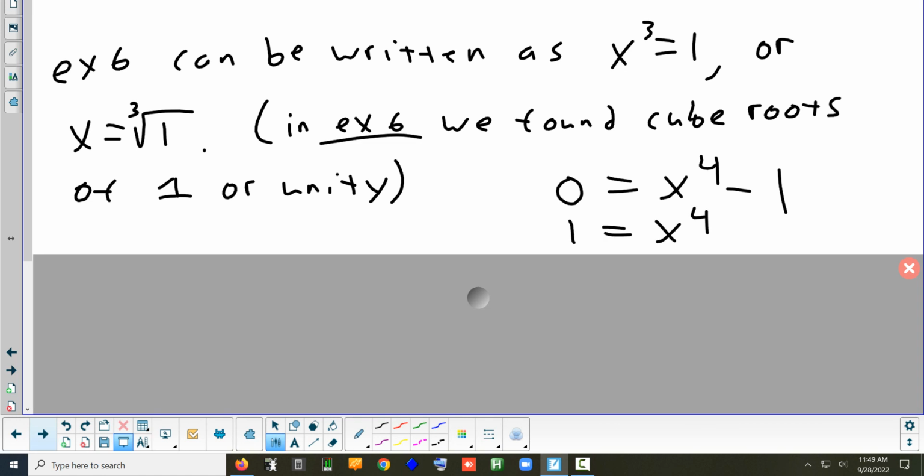Taking the 4th root of each side, you would be finding the 4th roots of 1. The problem with this approach is you don't get the imaginaries. So you have to do the synthetic division and rational root theorem to figure those out.